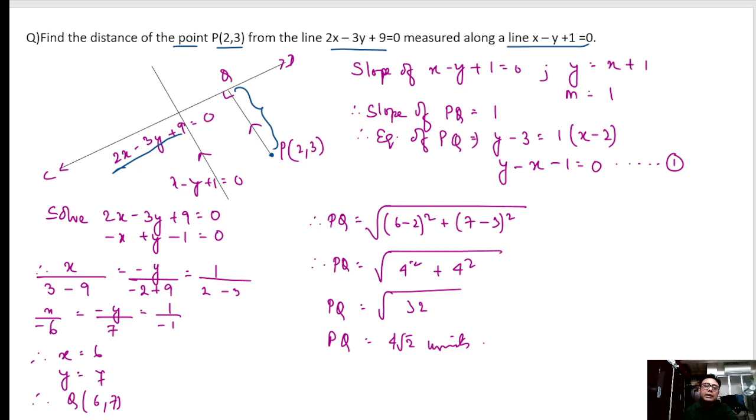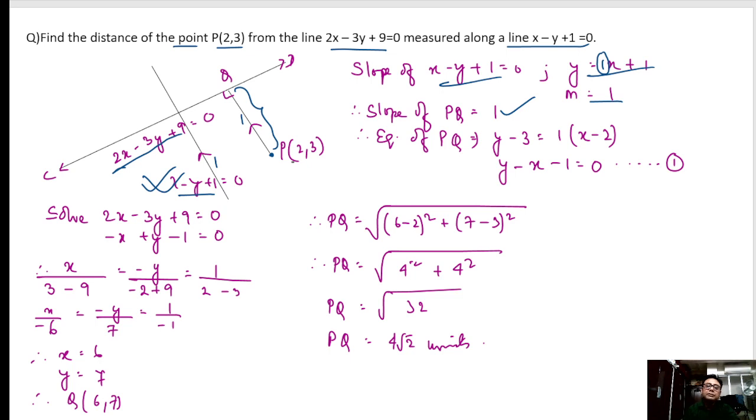That means there should be a line which is parallel to this distance. And this is that line. Because this distance is measured along this line, that means these two lines are parallel. So slope of this line, separate the y, it is 1. So slope of this line is 1. That means the slope of this line is also 1 because they are parallel.